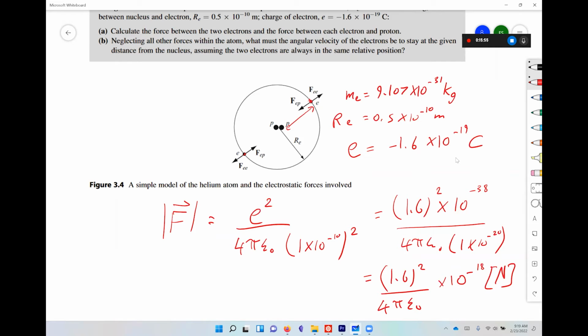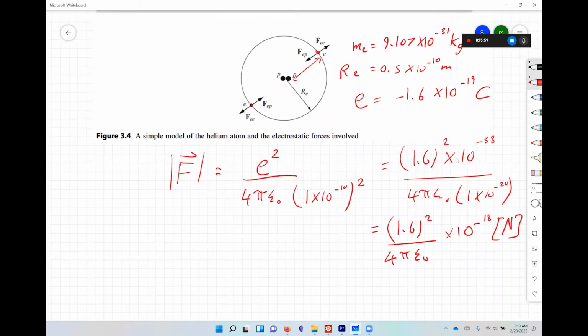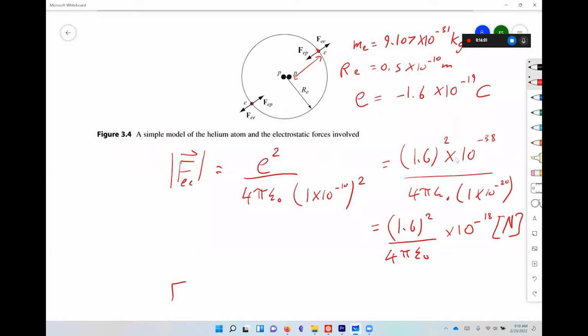Right, so this is the force between the 2 electrons, and then the force between each electron and proton. This is EE, and then the force between EP is just going to be minus 1.6 times, the proton has the same charge as the electron, so it's going to be minus 1.6 squared times 10 to the power minus 38.